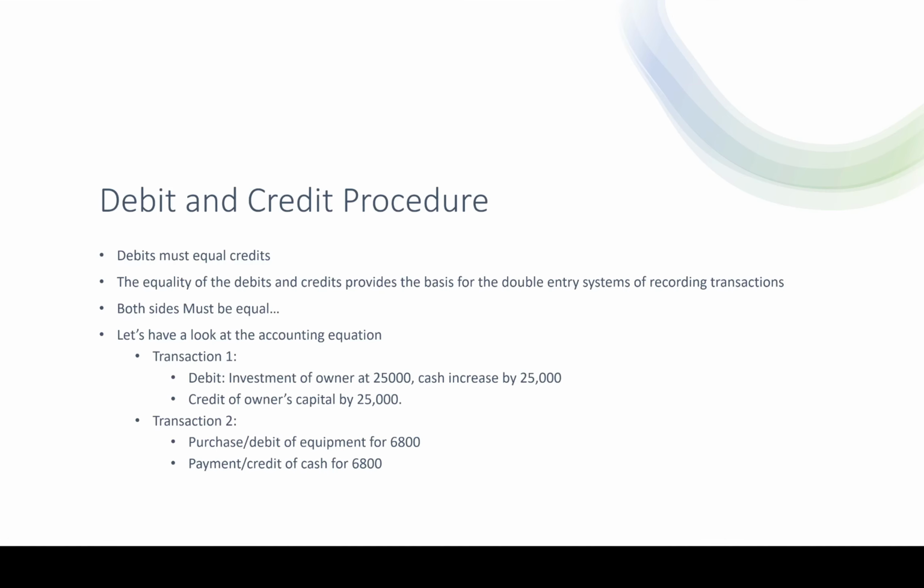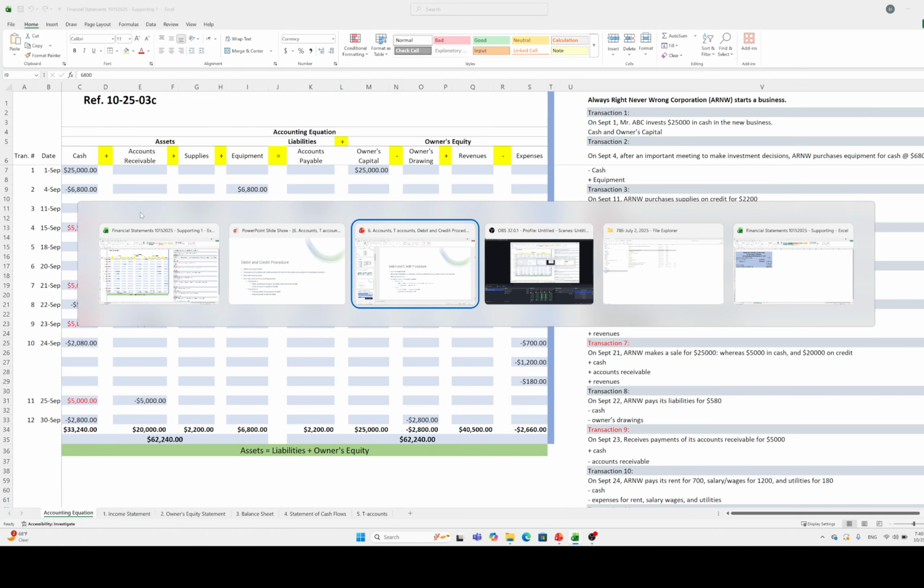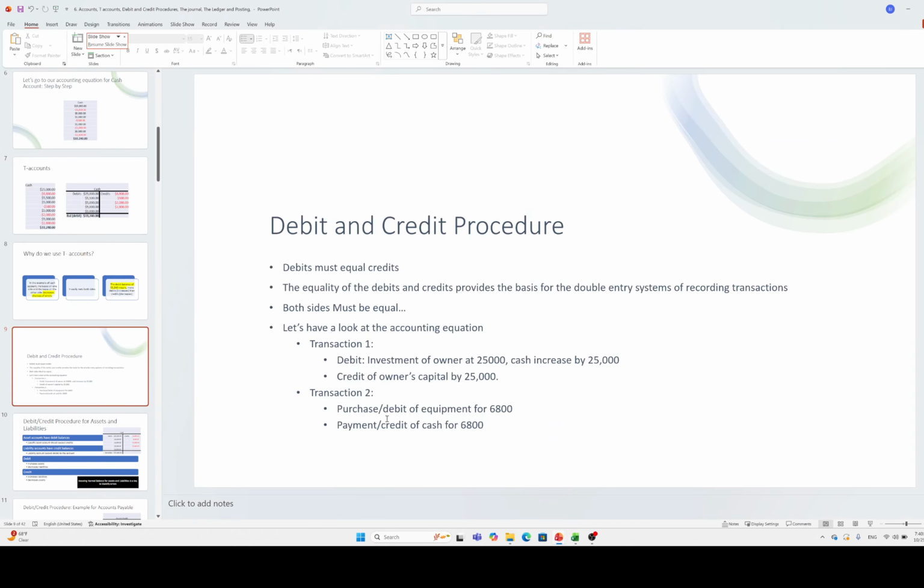If we look at transaction number 2, we purchase equipment for $6,800. So we debit equipment by $6,800, and then we credit cash. We pay in cash, $6,800.